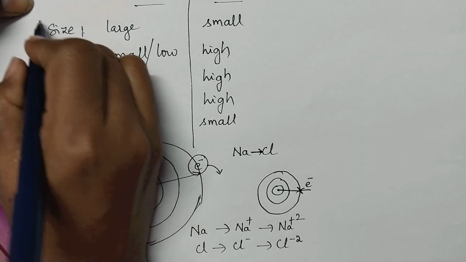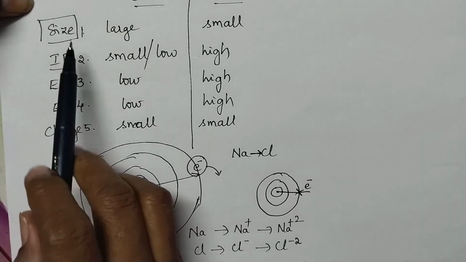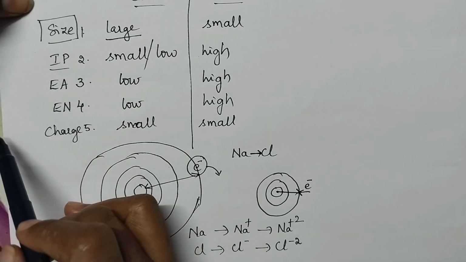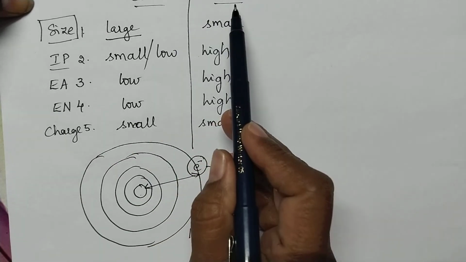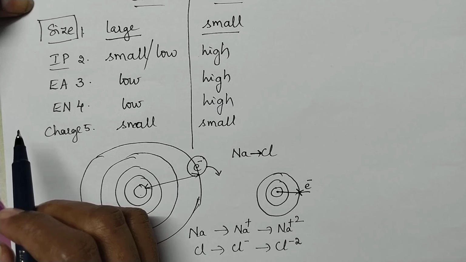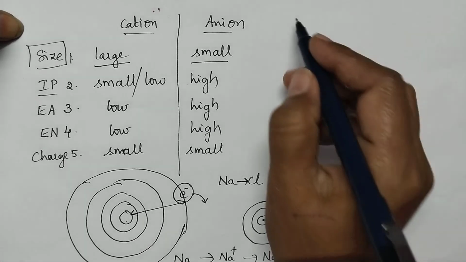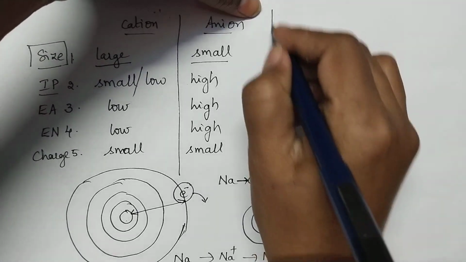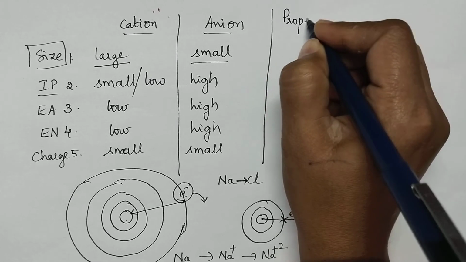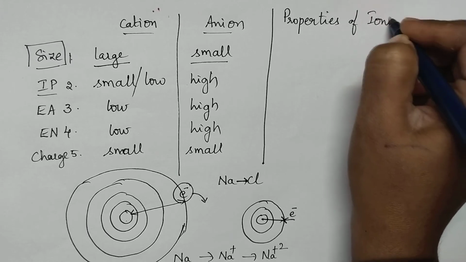So here always remember the size of the cation and the anion. If the size of the cation is large, it is a favorable condition for the formation of an ionic bond. And coming to the anion, the size should be small for the formation of an ionic bond. Is it clear, students? Next, let us discuss the properties of ionic compounds. So what is the present concept, students? Properties of ionic compounds.